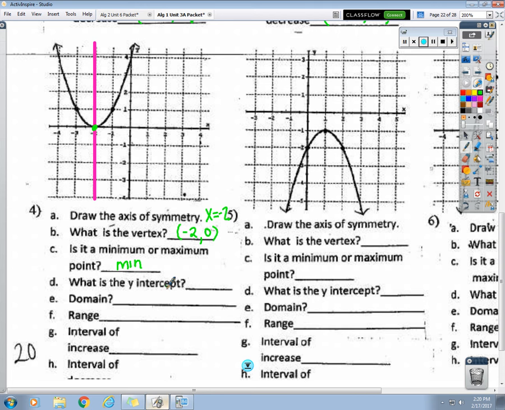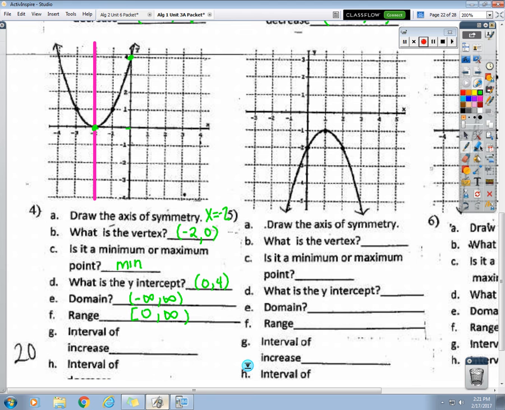Where is the y-intercept now? Guys, the y-intercept is where the graph cuts through the y-axis, which is here, and that's 0, 4. What's the domain? Right. What about the range? 0. Remember, range is y values. That point has a y value of 0. So it goes from 0 to positive infinity, bracket on 0, parenthesis on infinity.